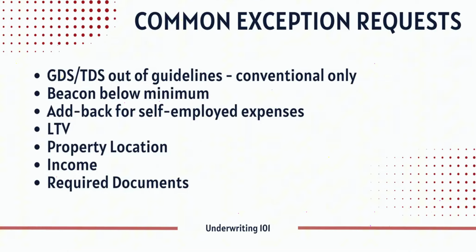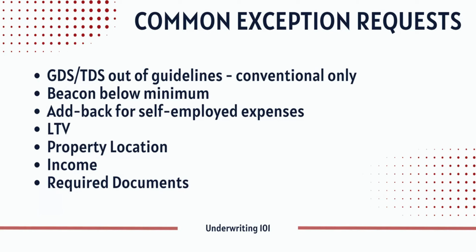We kind of talked about this earlier, just common exceptions that you can ask for if your GDS and TDS are out of guidelines. If the credit score is below the minimum by a few points, but you have good reasoning, say they went through a divorce or a separation, they've got good credit history in the last 2 years, they're just still recovering. Add backs for self-employed expenses or gross ups for self-employed expenses.